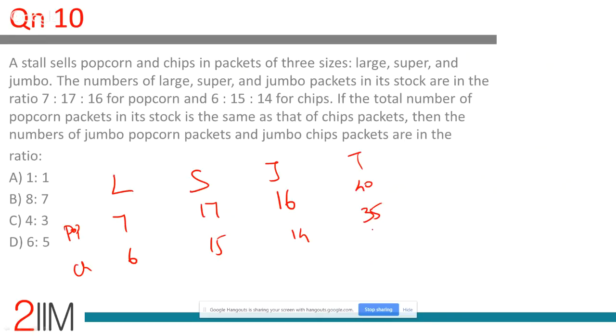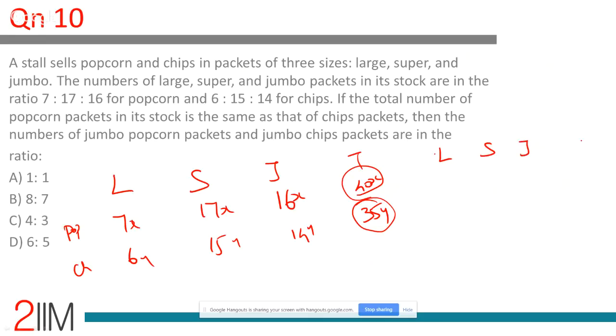Now, what am I going to do? I'm going to bring everything to the same metric. What do I mean by that? These add up to 40, these add up to 35. You get 7x, 17x, 16x. This will be 40x. 6y, 15y, 14y should be 35y. Total is same. Take the LCM of 40 and 35. So 8 is to 7, so multiply this by 7. This LCM is 280.